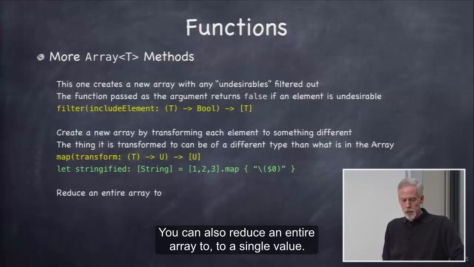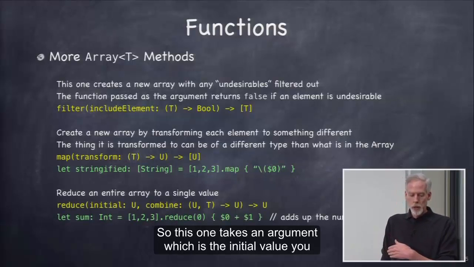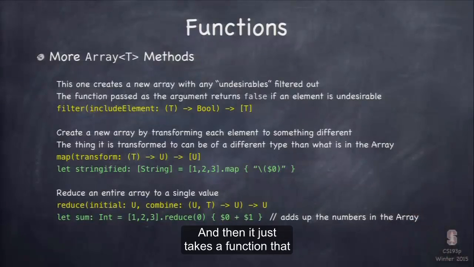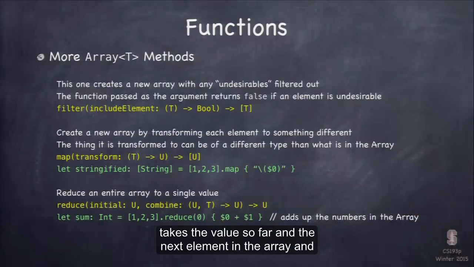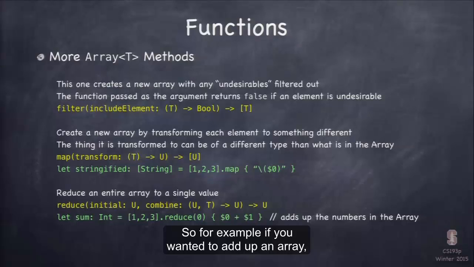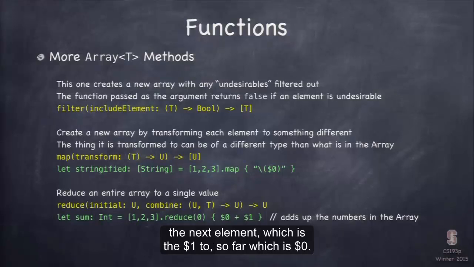So you really want to take advantage of some of the things Swift can do with closures, syntax, and things like that. You can also reduce an entire array to a single value. So this one takes an argument which is the initial value you want to start with, and then it just takes a function that takes the value so far and the next element in the array, and you return what the combination is. So you're just combining, combining, combining. So for example, if you wanted to add up an array, you could say 1, 2, 3, dot reduce, start with a 0, and then my closure is just going to add the next element, which is the $1, to so far, which is $0.